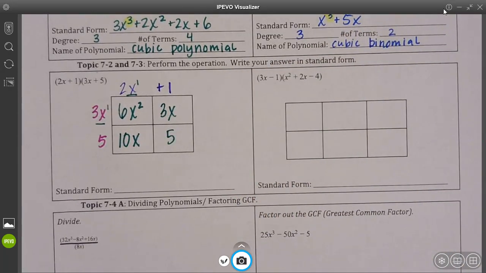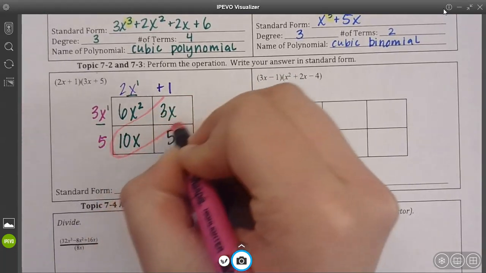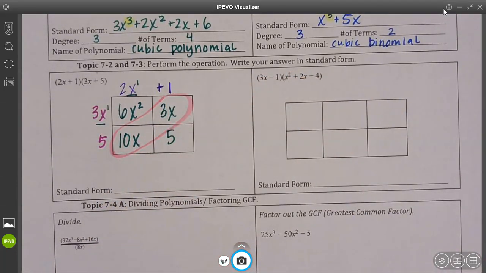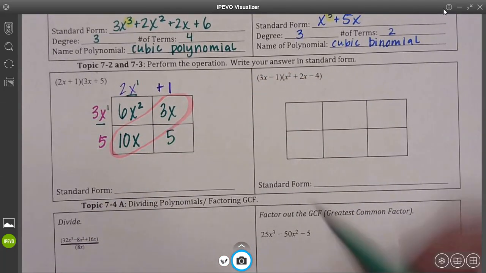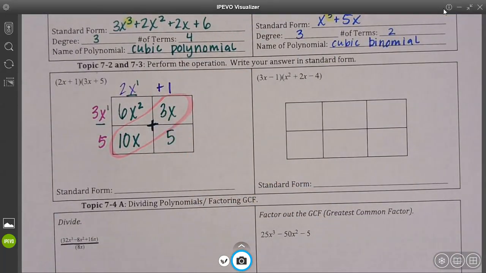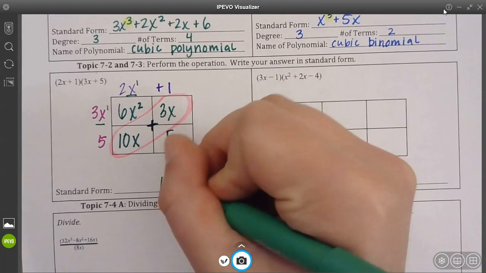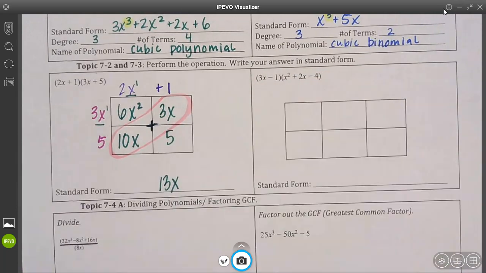Now, just like we did in our last problem, we need to find any like terms that we're allowed to add or subtract together. And a lot of times they show up on these diagonals. And I like these box problems because they tell me what to do in the middle of the box. Look at that plus sign there. So I need to add those 2 terms together. 10x plus 3x is going to result in a 13x in my final answer.